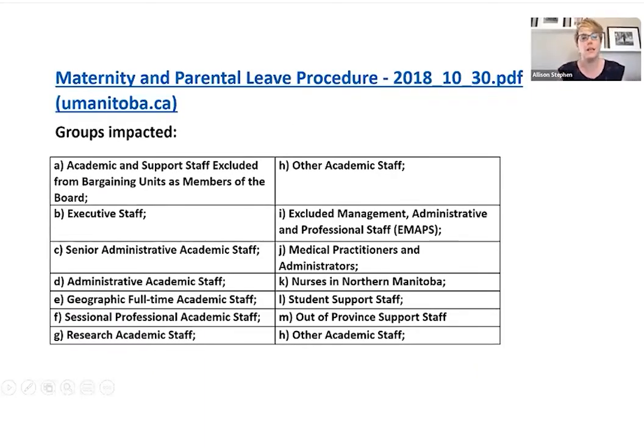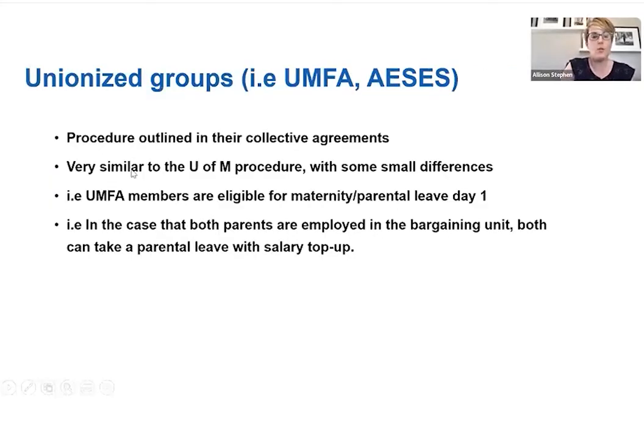Now, the university has a policy and procedure, which is under our governing documents. This is the link to it here. And so it impacts basically all of the groups that are not unionized. So one of the main ones would be EMAPs. In medicine, there are the geographical full-time staff, so GFTs, basically every other group. And so they would be covered under this policy and procedure. Now the unionized groups such as UMFA and ACES, their procedure is outlined in their collective agreement. And it is very similar to the U of M procedure, but there are some small differences.